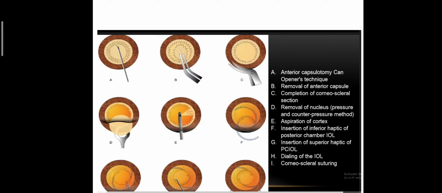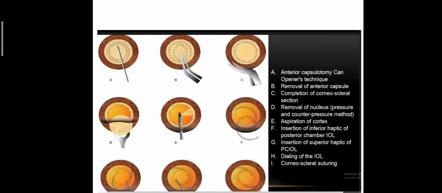So following this, okay, sorry. So this is a cortical wash. So they have not given hydrodissection here. So they have directly gone ahead with removal of the nucleus. So after hydrodissection, the next step is removal of the nucleus.